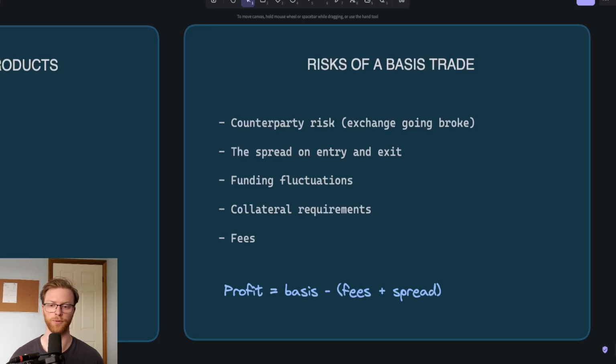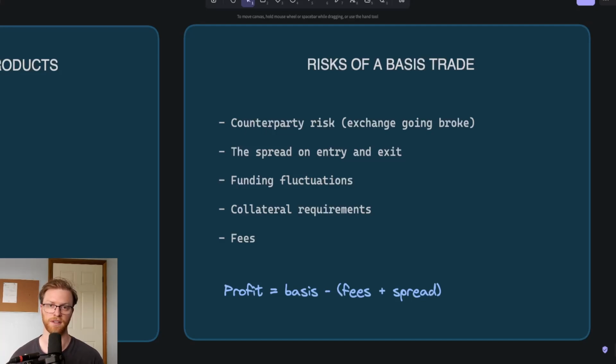Also, the collateral requirements that you must keep on these exchanges is also a risk, and you're at risk of getting liquidated or margin called if you don't have sufficient funds to keep this trade open. You can conduct basis trades with leverage to amplify those gains, but you must be aware that there's that risk of being margin called, just like you would with a futures trade or any other type of trade. And the fees, of course, entering and exiting trades, there's fees, and that's going to eat up your profit.